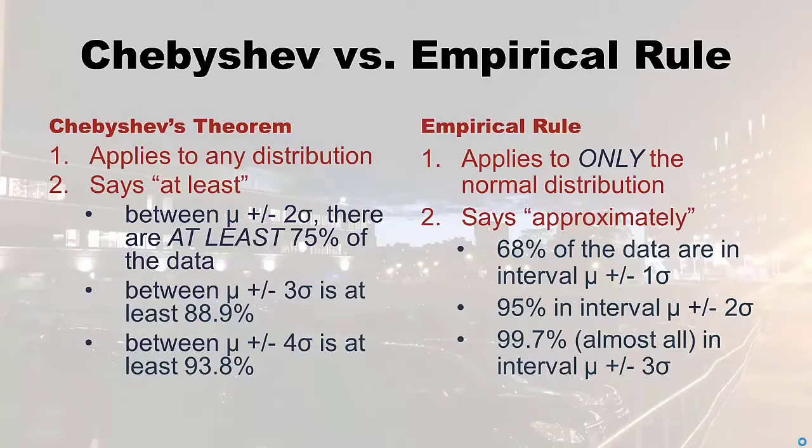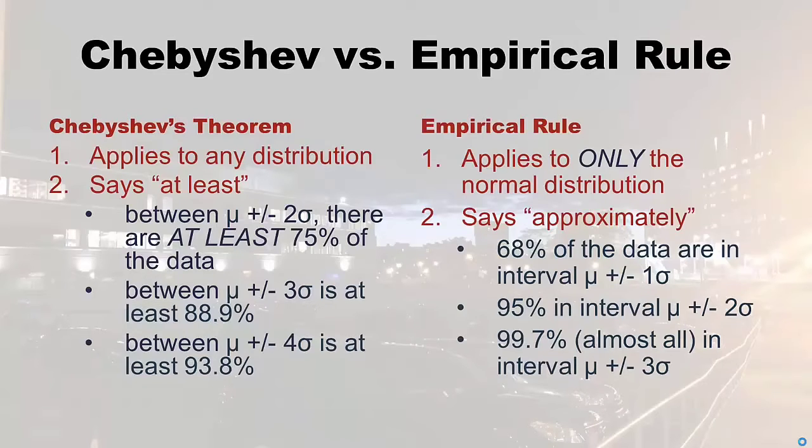And as you go, you start with 2 standard deviations. If you go out 3, it's 88.9%, and 4, it's 93.8%. You might as well start at the beginning and say almost 100% of the data falls in this interval. And if you're saying that, it's not very useful, right? But it kind of gets stuck doing that because Chebyshev's theorem applies to any distribution.